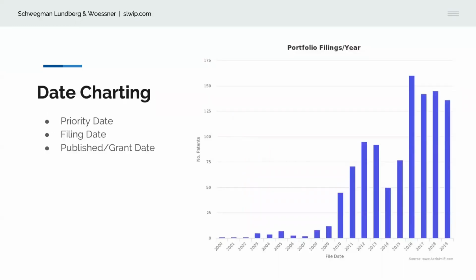Sure. So this is very straightforward. We're just looking at date charting here, and this can give you a really clear picture of whether your own portfolio, where the growth is, how many filings per year you're doing. If you want to look at priority compared to filing, we can produce both, of course. Whether you're looking at original filings or continuations, this can also be used to identify whether a competitor is filing more than you and catching up to them.